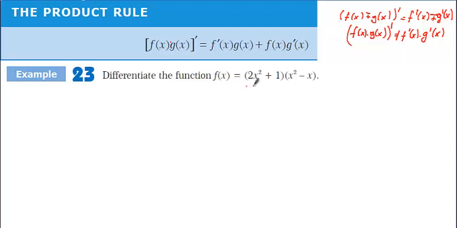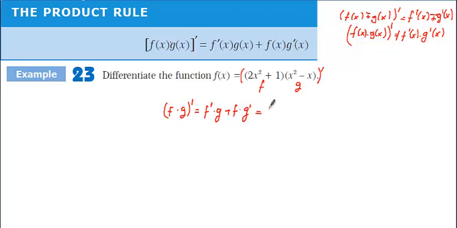If we have this expression and we want to get the derivative of it, this is going to be f and this is going to be g. The derivative of f times g is going to be equal to the derivative of the first one times the second one plus the first one times the second one's derivative. You have to memorize this rule.